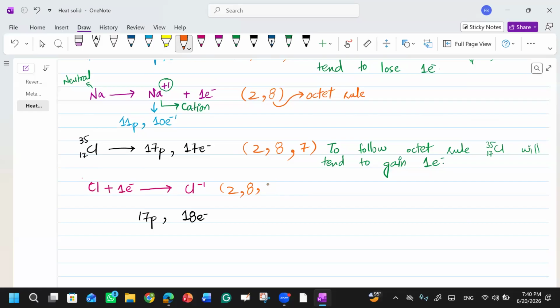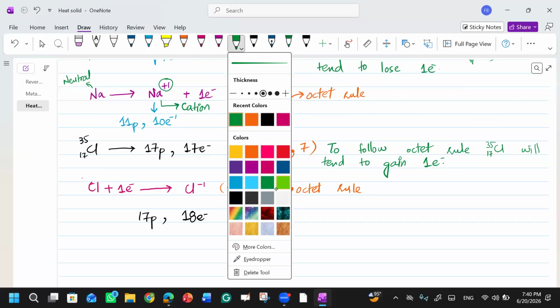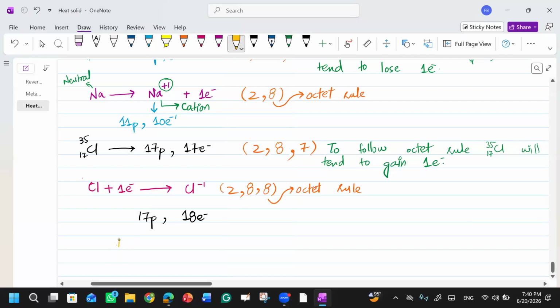2, 8, 8. Now it has followed the octet rule. Clear? Okay, this is how they make the bonding. They do the bonding, and your final equation will become this one: sodium plus 1 plus chloride negative, and they both will combine to form sodium chloride.